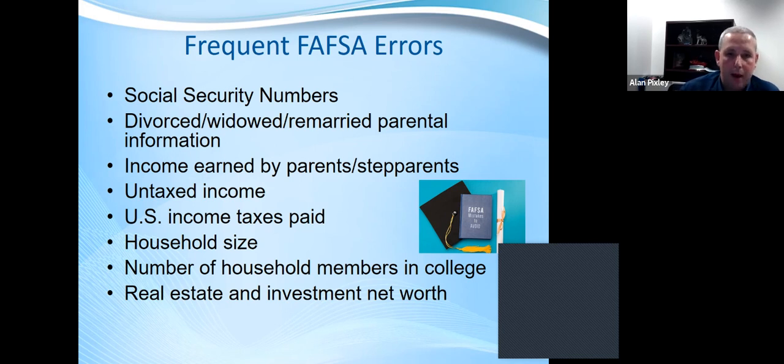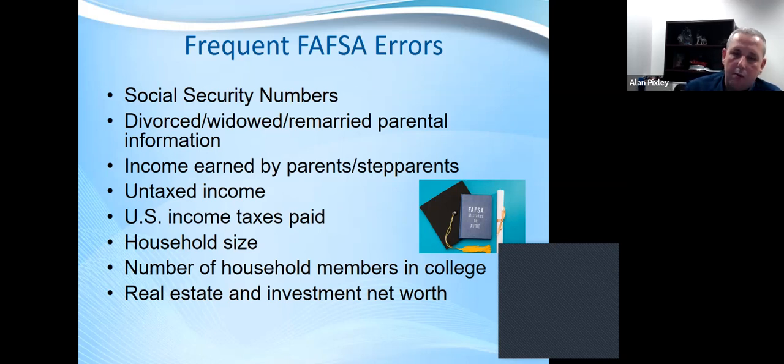Also, income earned by parents and step parents. So if your parent is remarried, you would need to use the income of both people. Untaxed income, that's another good reason why you should use the IRS data retrieval tool. It helps with that. U.S. income taxes paid, that problem's eliminated if you use the IRS data retrieval tool.